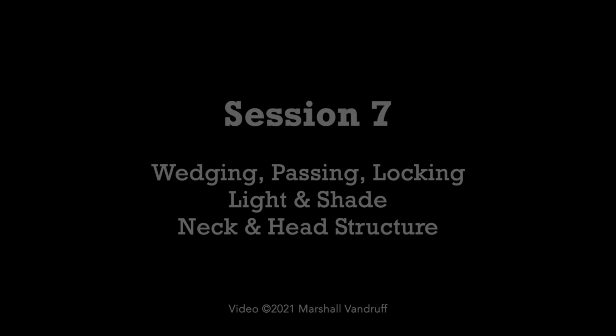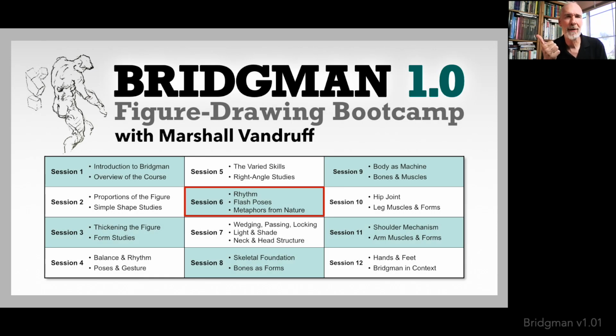We're going to cover a lot today, attempting to define wedging, passing, and locking, light and shade. Two big issues about light and shade. One is rendering. Single source lighting tends to divide planes into two categories, light and shade. That's how we learn the logic of light, with simple, single, plane dividing light.